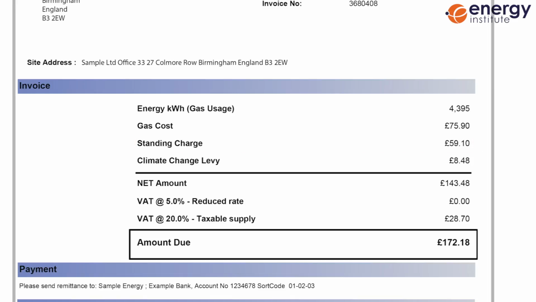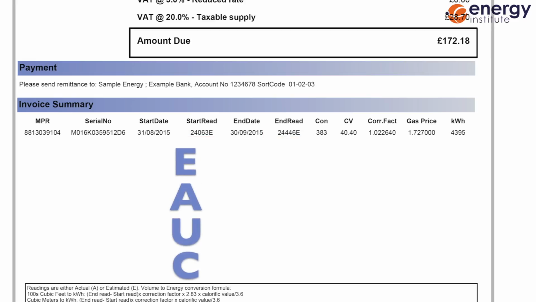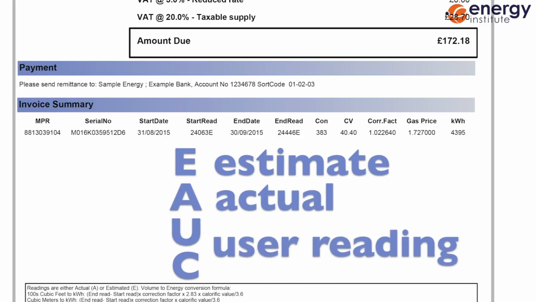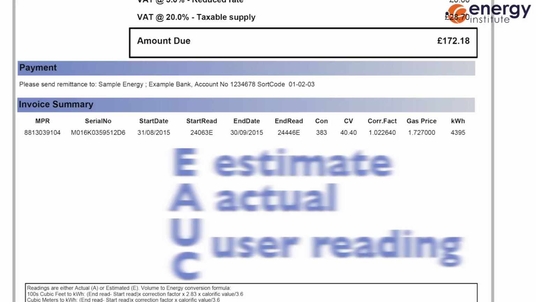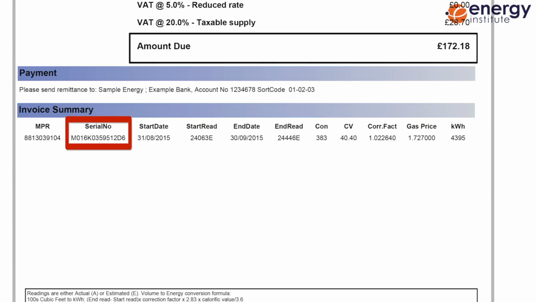The bill will also show your meter readings, and beside each one will be a letter, an E, an A, a U or a C. These signify an estimate, an actual, or a user reading, indicating whether or not your bill was calculated based on an estimate of your consumption, a reading made by the supplier, or a reading that you've provided to your supplier. Finally, you'll also see your customer account reference number, and also the meter serial number.